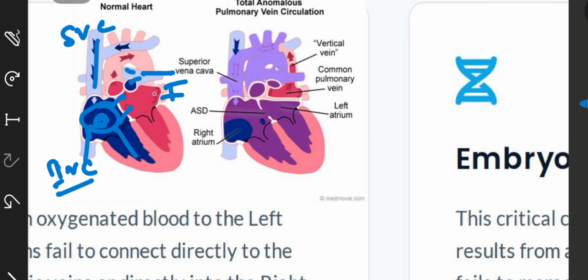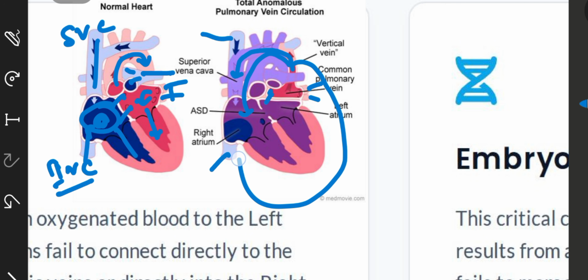These four major pulmonary veins drain the oxygenated blood from the lung into the left atrium, then the left ventricle, and from this into the aorta. But in case of TAPVC, this is the SVC, this is the IVC, and these are the four pulmonary veins: one vein, two, three, four. These four veins join each other and produce a common vein, and they drain directly into the SVC, or they may directly enter the right atrium, or they may drain into the IVC.